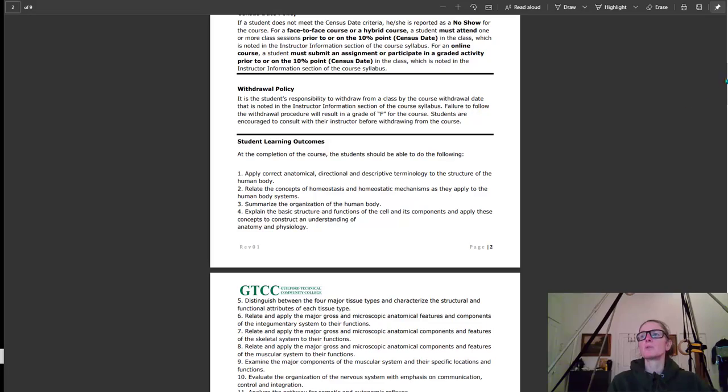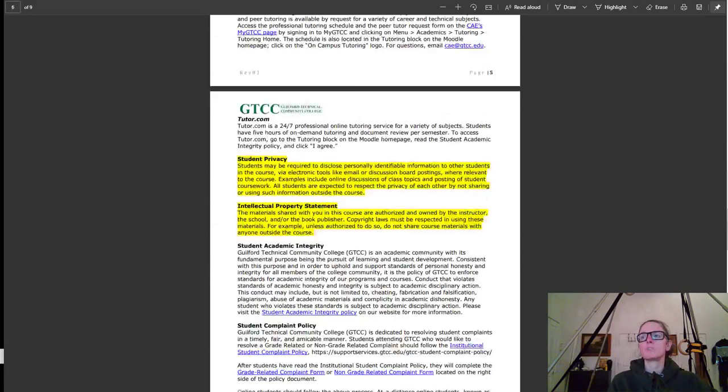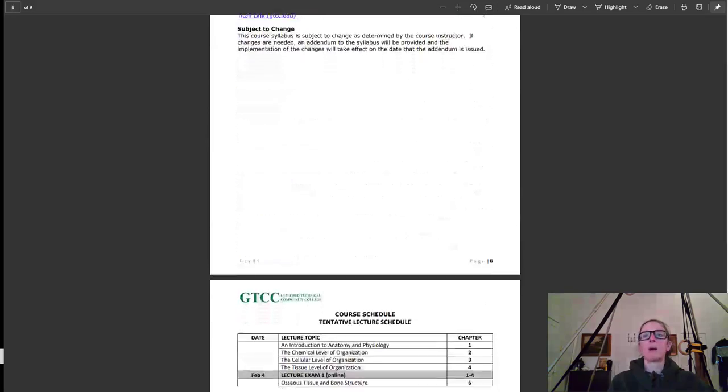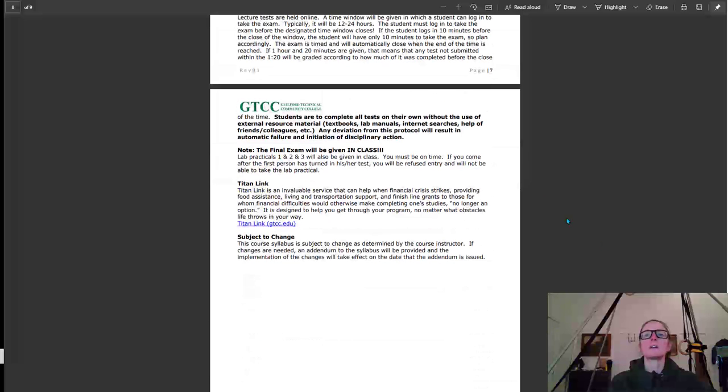One other thing I would really like to bring your attention to is something near the bottom of the syllabus here, and that's Titan Link. Titan Link can be a lifesaver. It is basically a service that allows students to get help when disaster strikes. So if somebody, for example, is having difficulty paying rent or being able to get food or groceries or having difficulty with transportation, Titan Link can help.